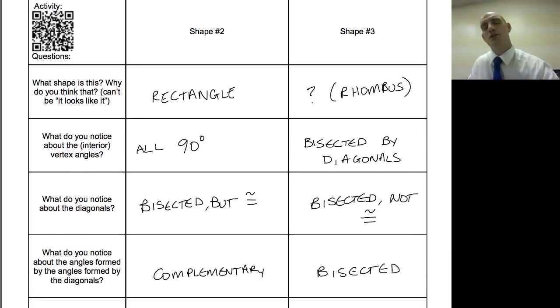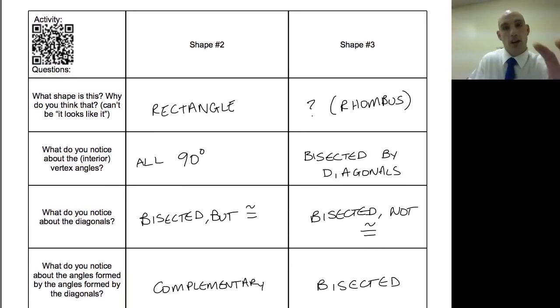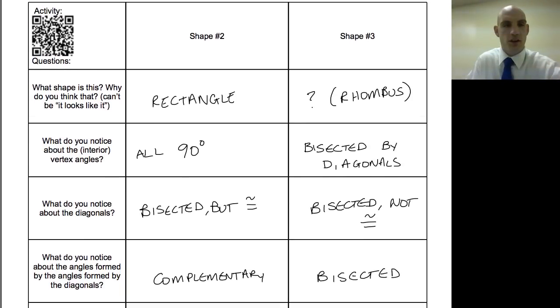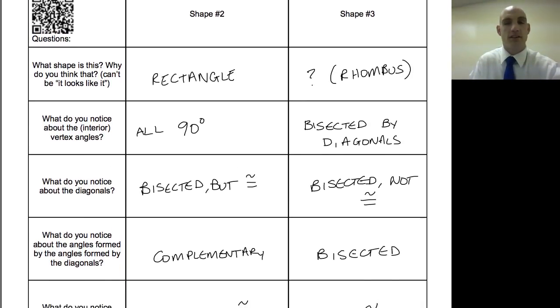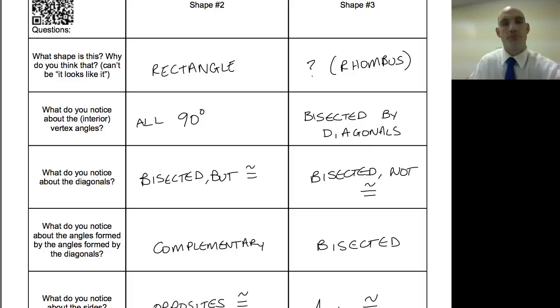The first one wasn't too bad, shape number 2, because you looked at it and you probably thought to yourself, that's a rectangle. And when we go through the properties of a rectangle, in this column that's shape number 2, you're going to notice that the interior vertex angles were all 90 degrees. The nature of a rectangle is to have all 90-degree angles at the corners. That's why it's called a rectangle. Rect meaning right, angle obviously angle, so a right angle shape.